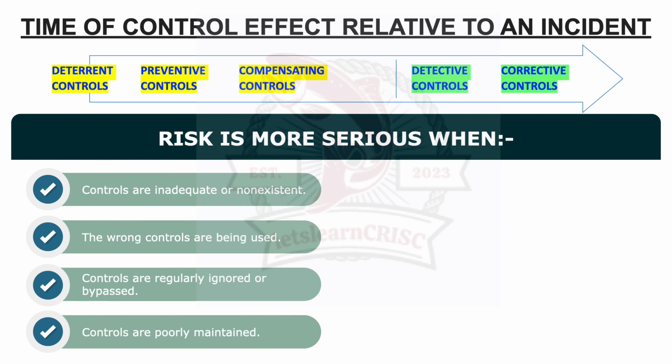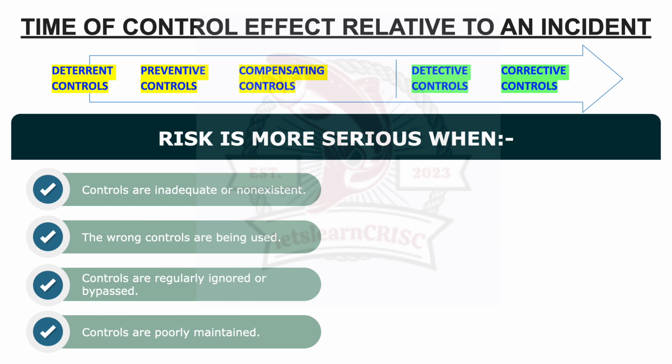Next, risk is more serious when controls are poorly maintained. Friends, it underscores a crucial aspect of effective risk management. When controls are not adequately maintained, their ability to mitigate risk is compromised, leading to an escalation in the seriousness of the potential negative outcomes. For example, we can say because of decreased effectiveness, increased vulnerability, false sense of security, or compliance risk.